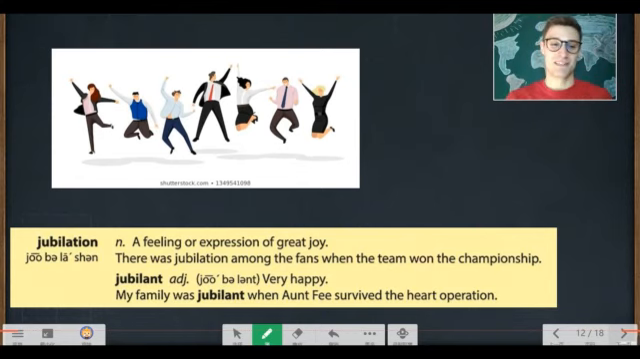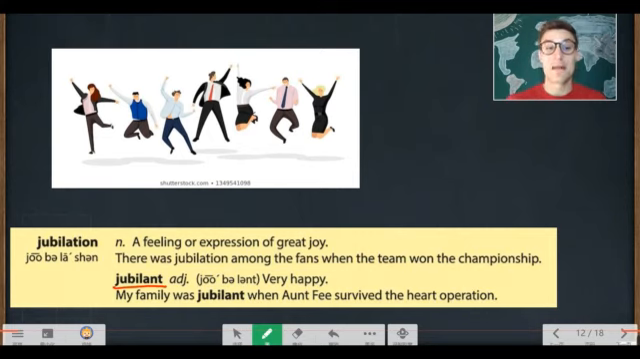Yippee! Jubilation. Jubilant is a different form of the word. Jubilant. It's an adjective. Jubilant. It means very happy. I'm jubilant over the party I'm going to later. Not really, though. Jubilant. What are you jubilant about? Jubilant about getting new shoes, going out with your friends. Jubilant. My family was jubilant when Aunt Fee survived the heart operation.